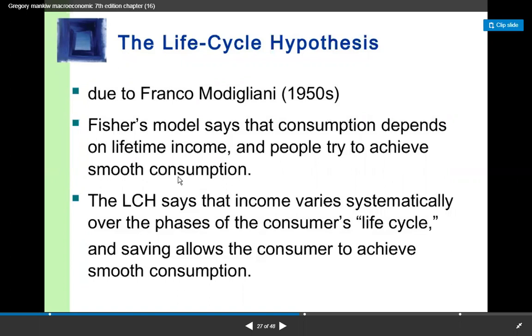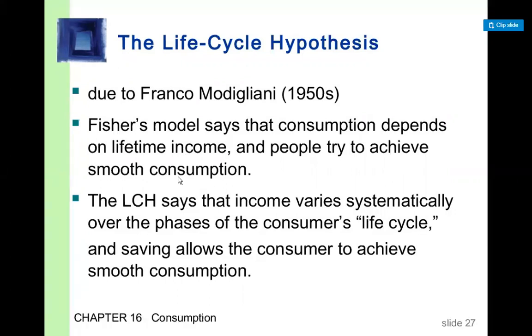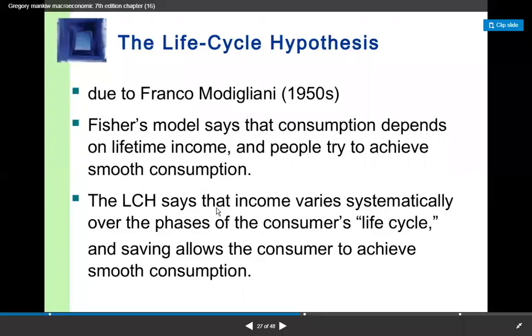Now, the life cycle hypothesis is a little different, but something is the same. The life cycle hypothesis says that income systematically varies over the different stages of consumer life. Definitely, income varies.